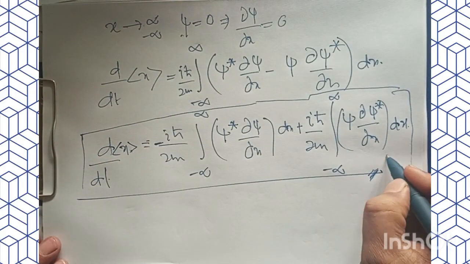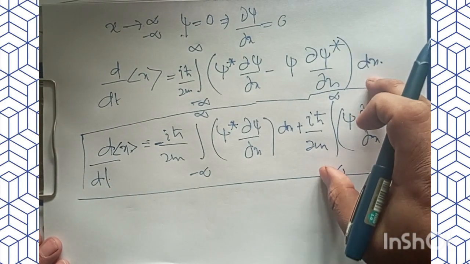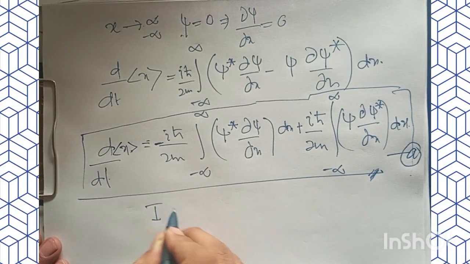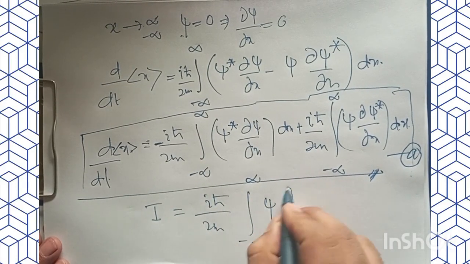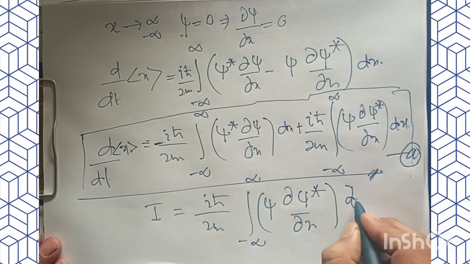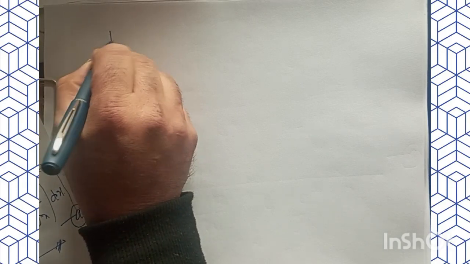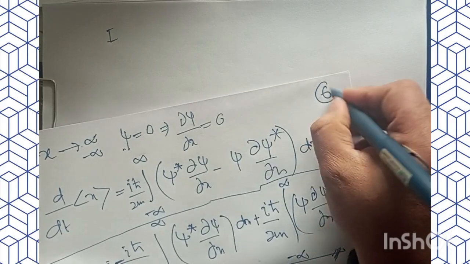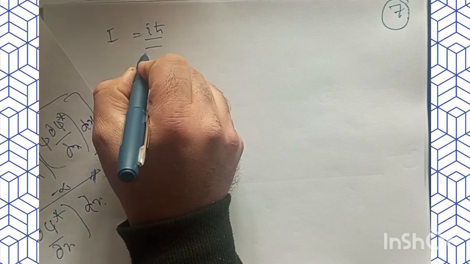Okay, now what I will do is call this equation A for the time being, and I will take this integral and call it I. That is i h cross by 2m integral minus infinity to infinity psi dou psi star by dou x dx. Let me take the integration by parts for this integral. So this I will be equal to i h cross by 2m.